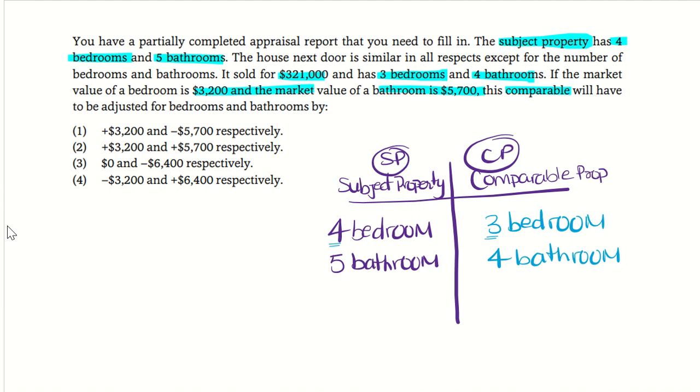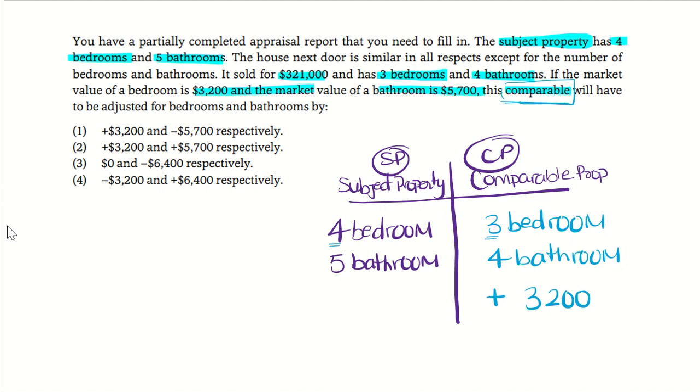So in order to balance out, this one has a 4, this one is a 3. Instead of adding a bedroom, you just do the adjustment. That will be plus 3200, because the comparable has fewer bedrooms, so you're making a positive adjustment of $3200. The positive number goes to the comparable because they're asking you for the comparable. They're not asking you for the subject. So always read this word carefully.